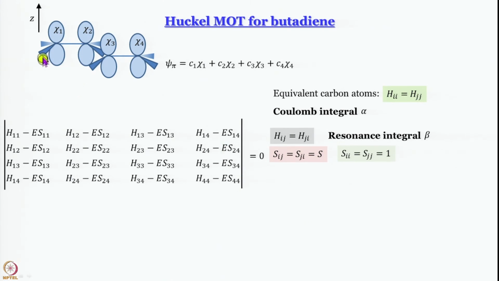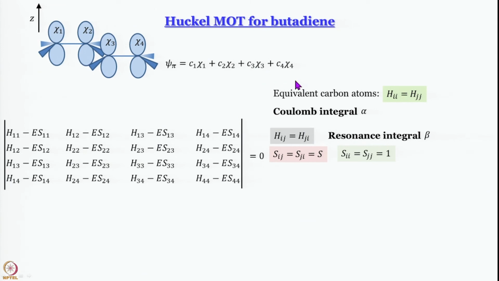This is the picture for butadiene. This is the same secular determinant, and that is equal to 0. This is a bigger secular determinant, so if you want to work it out, it will require a little more effort obviously, but the basic formulation is the same. We are calling the pz orbitals of carbon atoms 1, 2, 3 and 4, chi1, chi2, chi3, chi4. So, psi pi will of course be C1 chi1 plus C2 chi2 plus C3 chi3 plus C4 chi4. We are going to learn in the next module how to find out C1, C2, C3, C4.